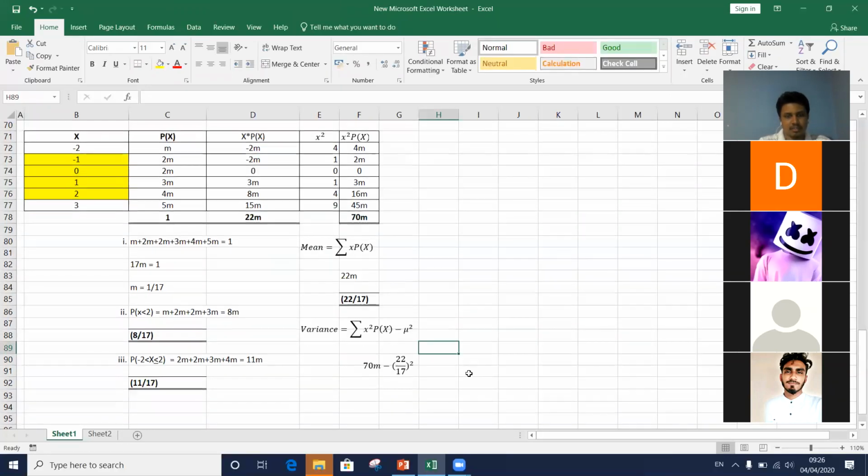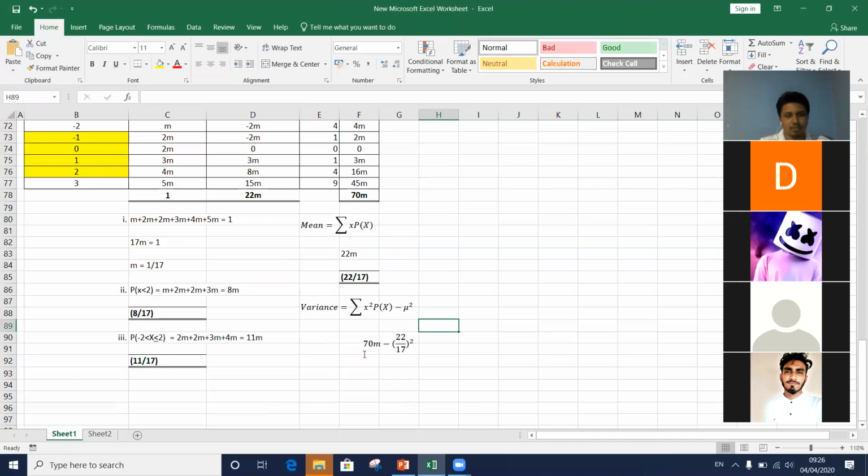Right. The value of m we know. The value of m is 1 over 70. So what should be the answer there?